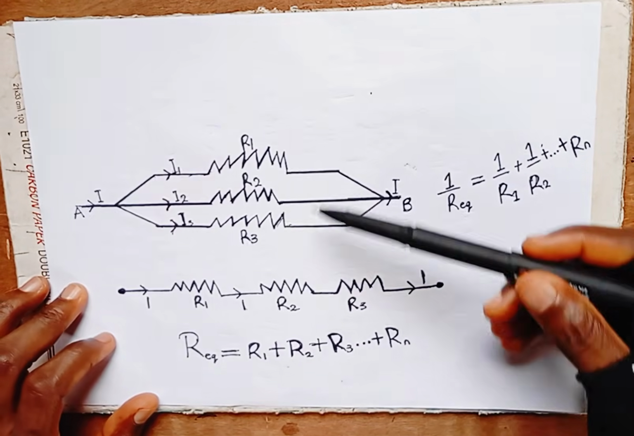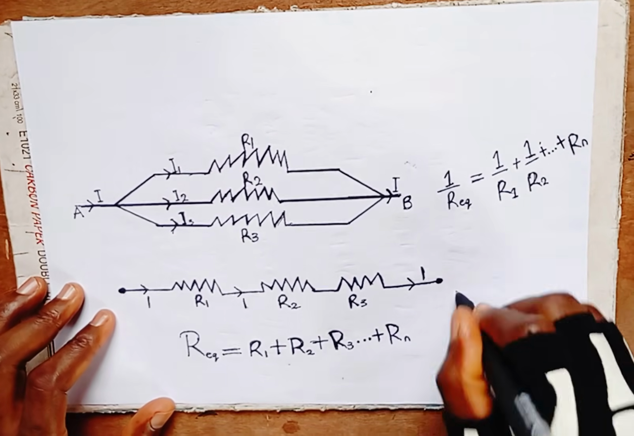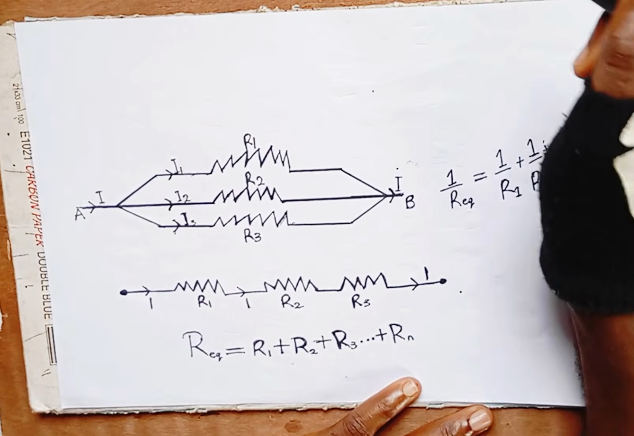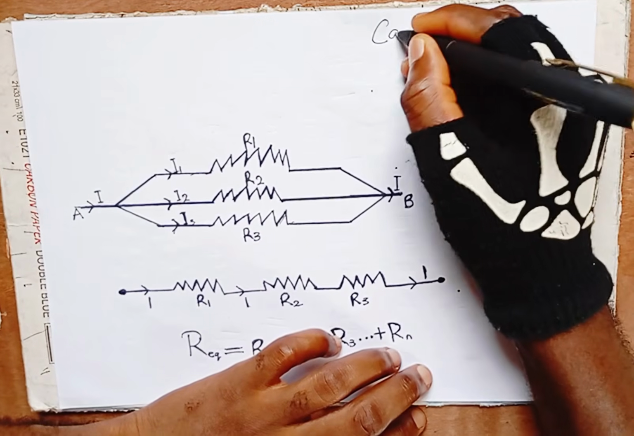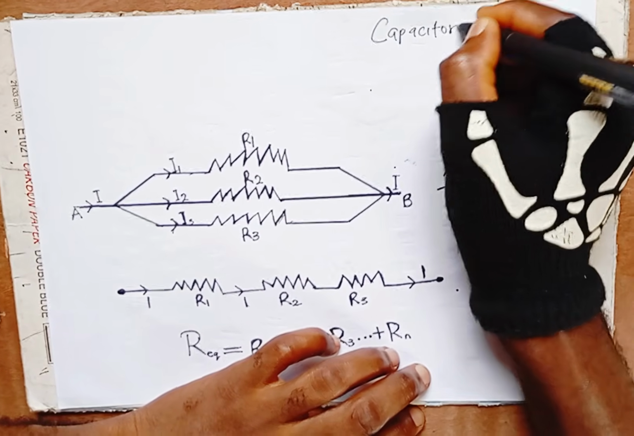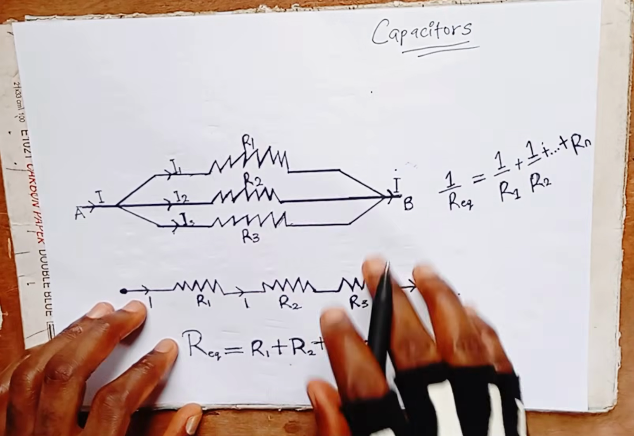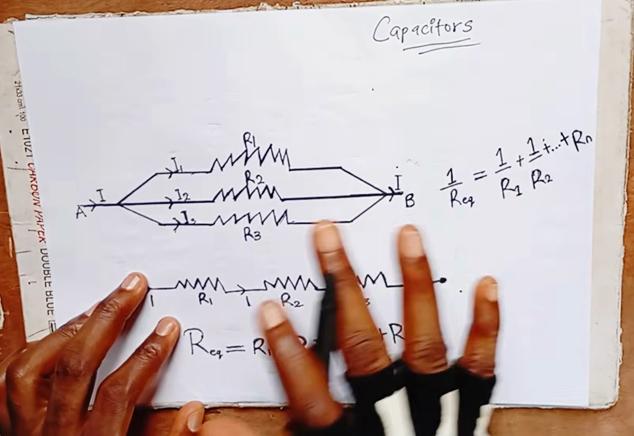We are looking at resistance in series and parallel. I want you to know something in physics that is very constant. Apart from capacitors, resistance in series and parallel is the same anywhere. Anywhere they are the same.